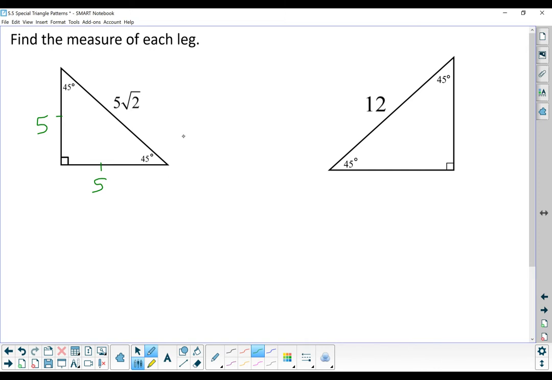I could find that more formally if I wanted to take that hypotenuse and divide it by root 2, which leaves me with just a 5. Now in this triangle, the hypotenuse has a length of 12. So to get the leg, I have to take the hypotenuse and divide it by root 2. That may be difficult to do in your brain, but your calculator is certainly very adept at that. If you type into your calculator 12 divided by root 2, it will tell you that it's 6 root 2. And so those two legs of that special right triangle are 6 root 2.